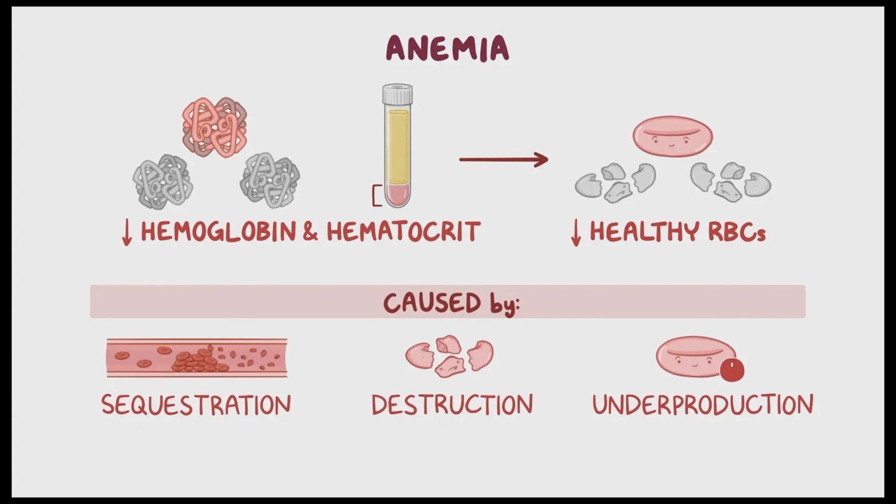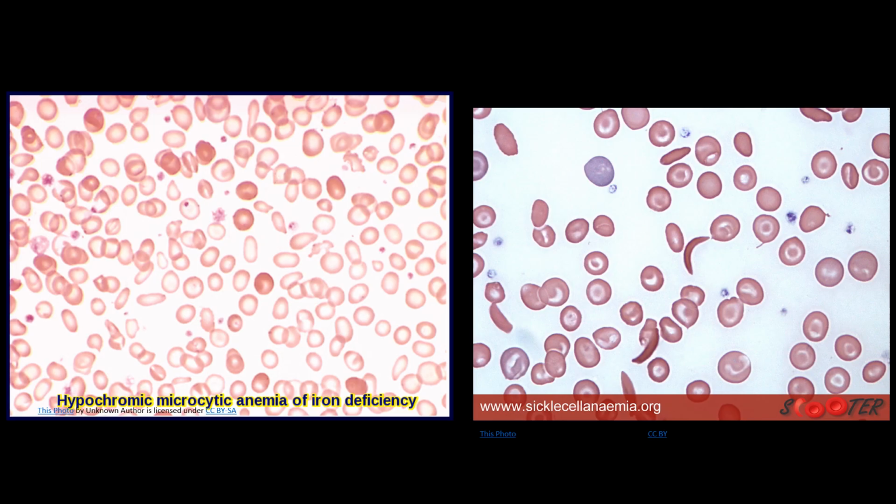Destruction: there may be anemia because your blood cells are being destroyed either by toxins or an incompatible blood transfusion. Also underproduction. Maybe there is bone marrow cancer. After all, bone marrow is the factory of our red blood cells.